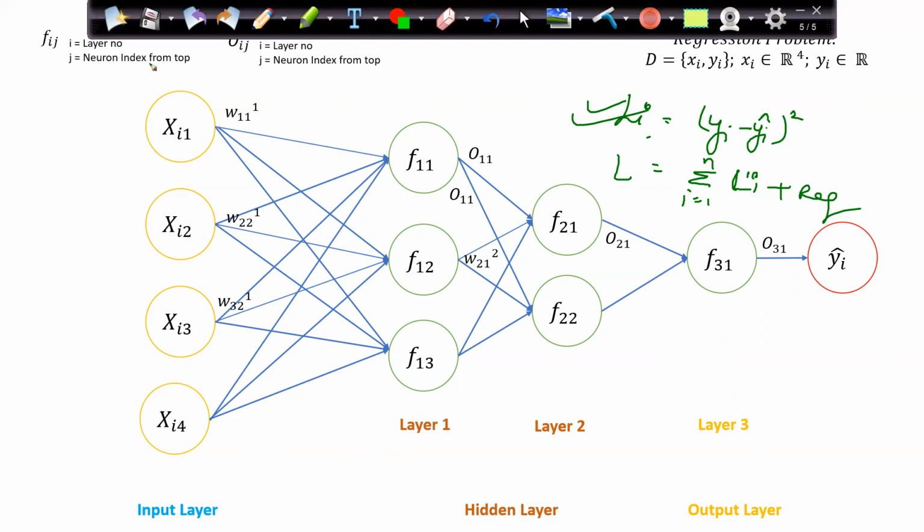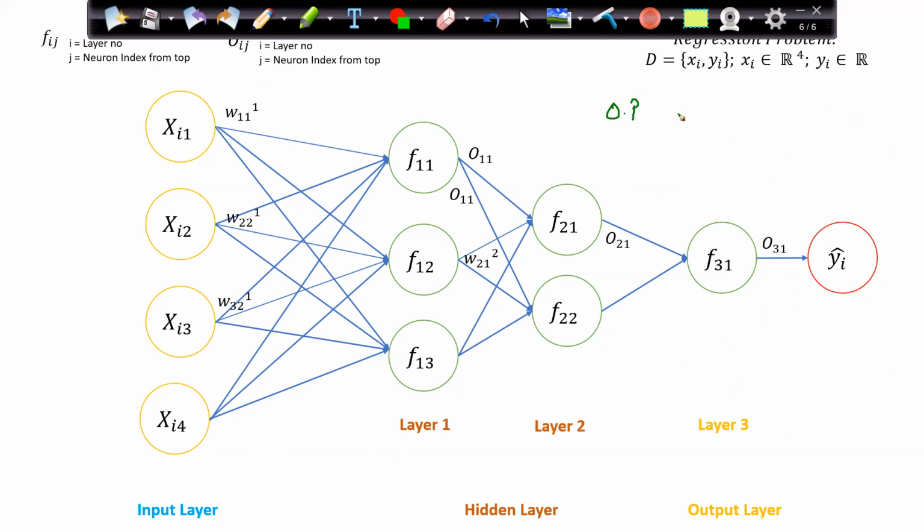So my optimization problem is going to be: I want to minimize the weights, W1, the first layer, second layer, and third layer, with a loss function which has square loss plus some kind of regularization. That is the whole idea basically, right?